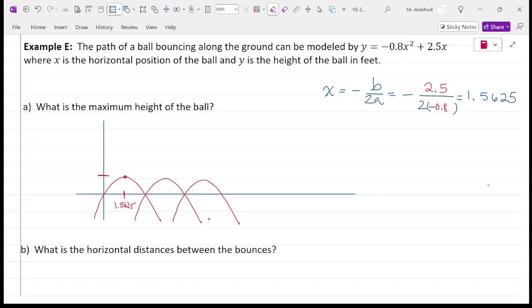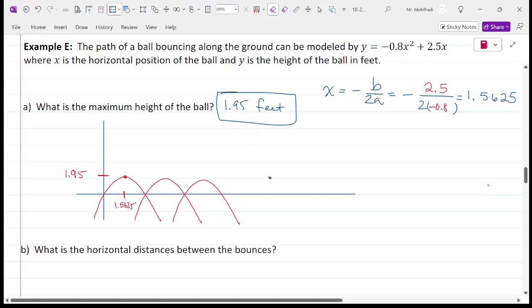Anybody else getting 1.953? Yeah. Okay. So 1.953125. You round it off to 1.95 because the next numbers are 3. Okay, so the maximum height of the ball is 1.95 feet.